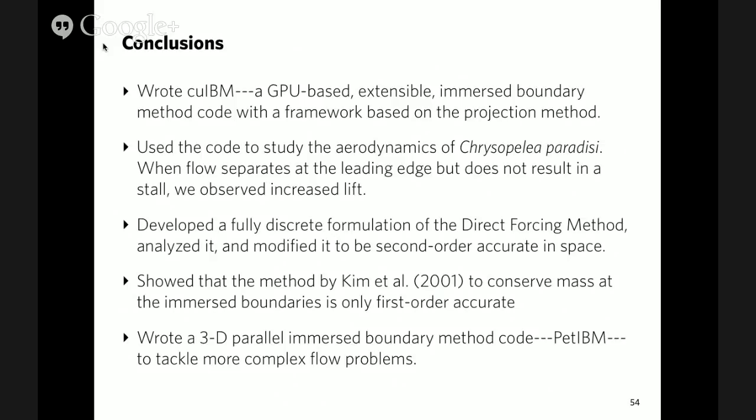And then I developed a discrete formulation of the direct forcing method, and then I analyzed it, and I saw some problems with it, and then I managed to fix it and make it completely second order accurate. And I showed that the fix by Kim et al., which is actually fairly commonly used, is only first order accurate in space, and also in a 3D parallel immersed boundary method code. So I'd like to open the floor for general questions.